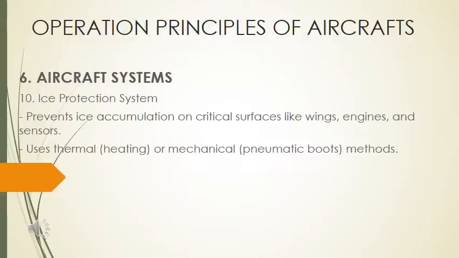It's very important because it can disturb the aerodynamics of the aircraft, and ice can accumulate on wing tips and on some other parts of the aircraft. So it's necessary to prevent ice accumulation on critical surfaces like wings, engines, and sensors. Sensors are very important to get feedback from various parts of the aircraft and ensure optimal function of those parts. So we can use thermal or mechanical methods to prevent ice formation.